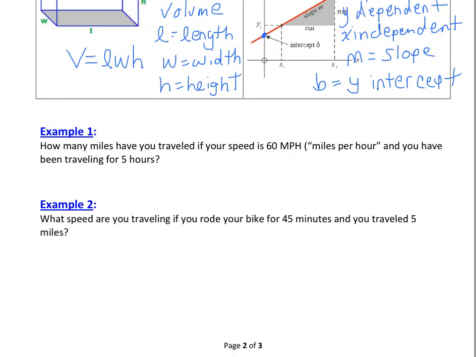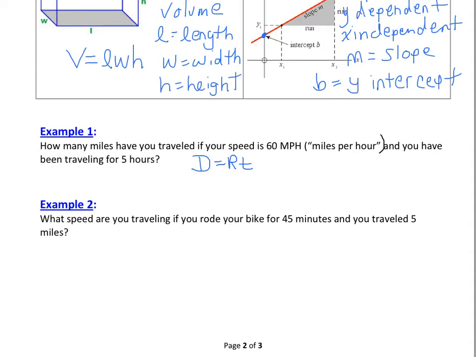Let's start out with the distance equals rate times time. Example 1, how many miles have you traveled if your speed is 60 miles per hour? MPH is called an acronym, and it stands for miles per hour. I forgot my parentheses over here. If you've been traveling for 5 hours, well, the first thing you would always do is write down the formula. Distance equals rate times time.